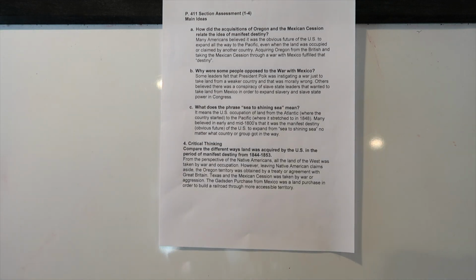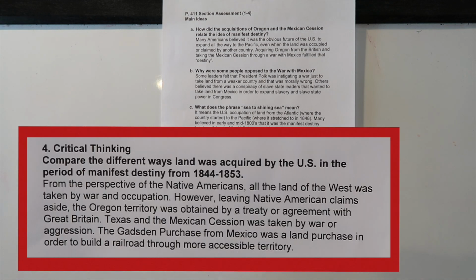And finally, you get to the critical thinking question. And it talks about compare the different ways that land was acquired by the United States in the period of manifest destiny from 1844 to 1853. And take a look at your answer if you want to add to it. And even if you want to copy this one down and say, hey, I didn't think about this, but yeah, I think these are some things to think about.